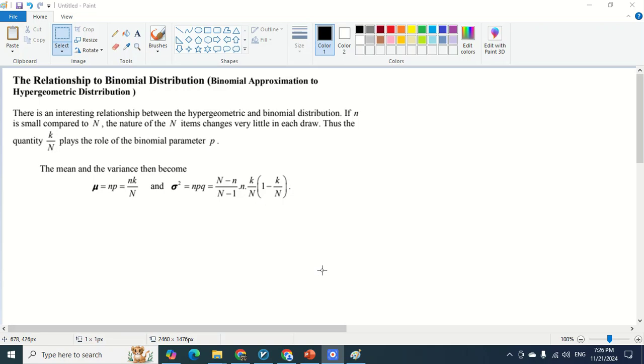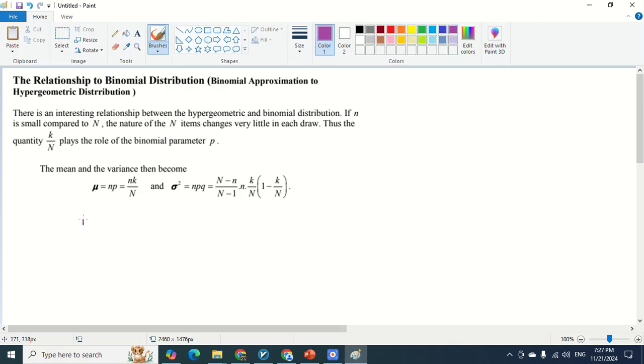As you can see in this slide, we have the relationship between the binomial distribution and hypergeometric distribution. And there is an interesting relationship between these distributions. If small n is small compared to capital N, the nature of the n items changes very little in each draw. So let us take a look at the situation precisely and see what I mean by that.